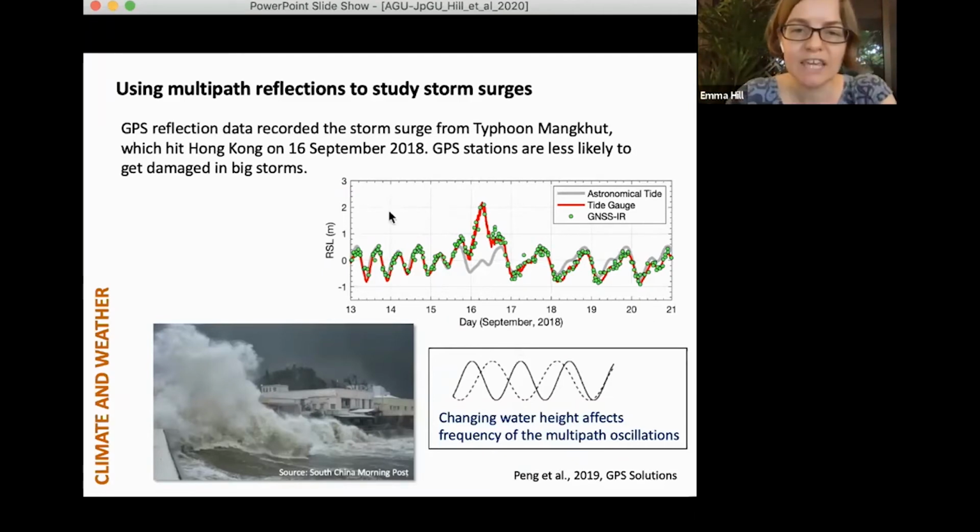And what you see here is an example from Typhoon Mangkhut, which hit Hong Kong on the 16th of September 2018. And the red line is for the tide gauge, which luckily did not get destroyed in this instance. And then the green dots are from the GPS interferometric reflectometry technique, this technique of using the reflected signals to look at changes in the height of the reflecting surface.